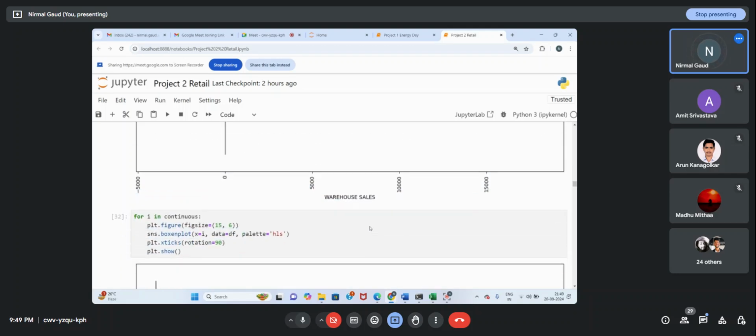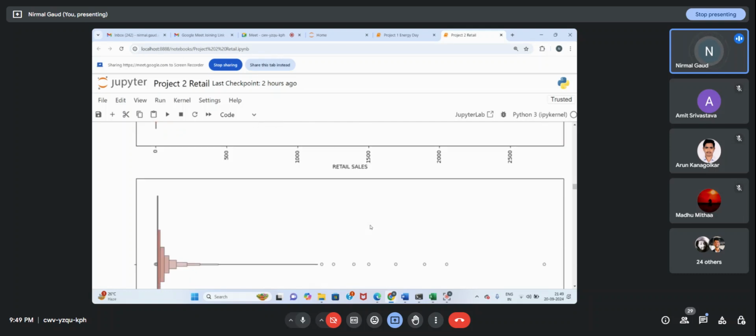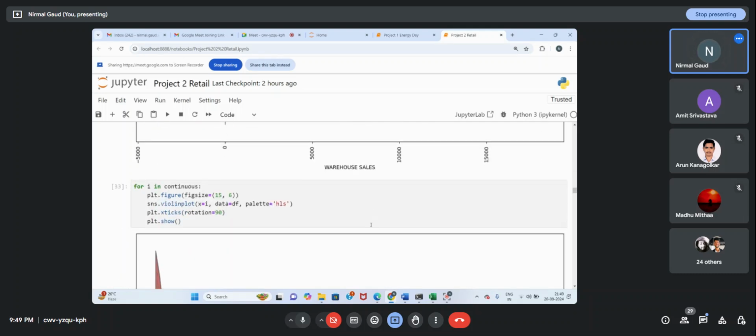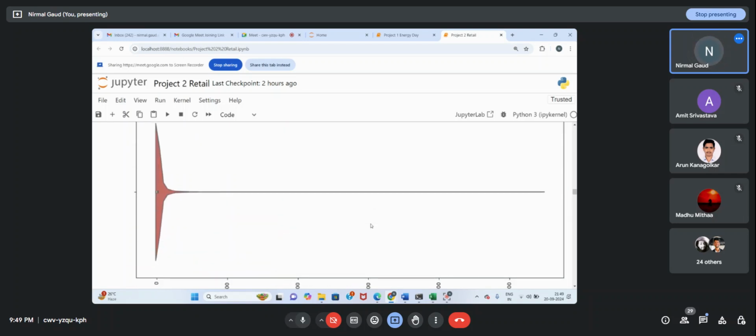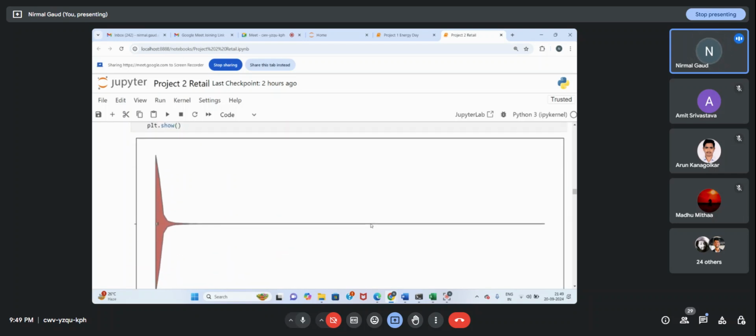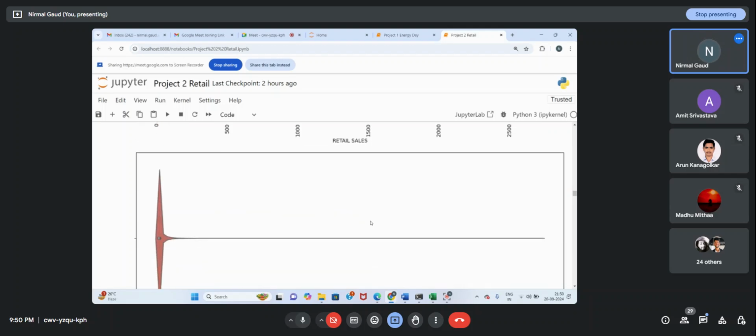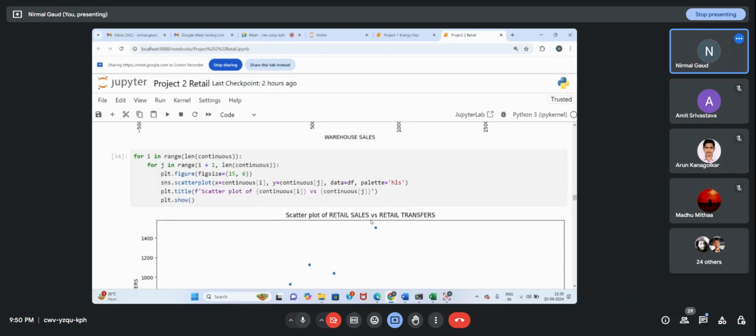I made the box plot, boxen plot, violin plot, all these plots. Boxen and violin are optional. Box plots are enough to show the outliers. The others are extra. And then I made the bivariate analysis. Bivariate means continuous versus continuous. So for continuous versus continuous, we can make a scatter plot or line plot to identify how one feature is related to another feature.